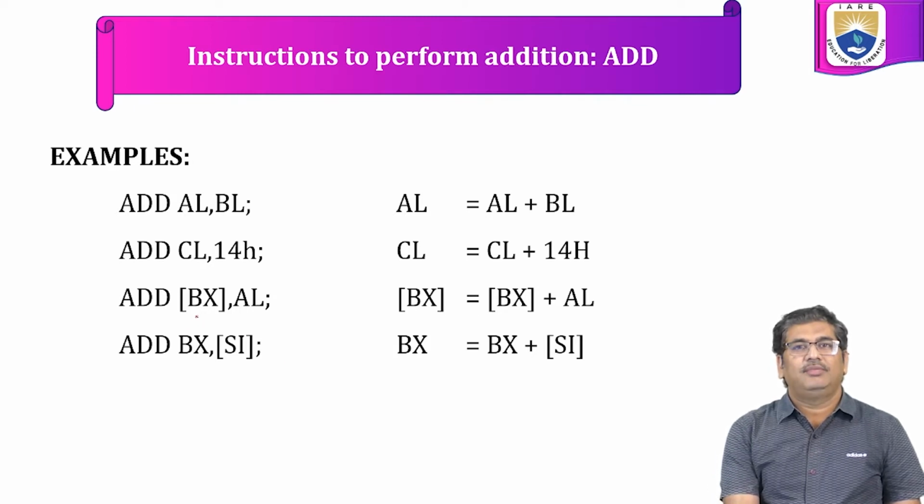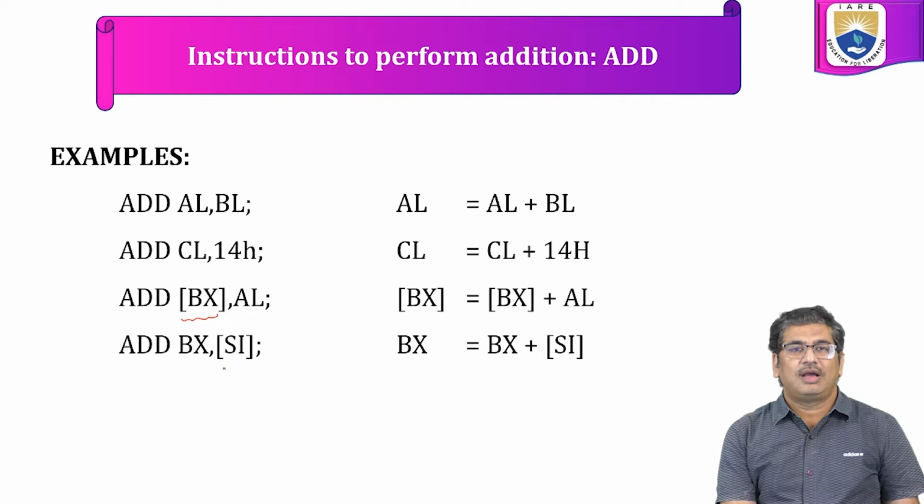ADD in brackets BX comma AL. Whenever you have placed brackets, this refers to a memory location. The contents of AL register will be added to the contents of the memory location whose address is specified in BX register. Again, the result will be stored in the same memory location.